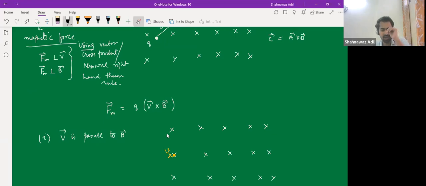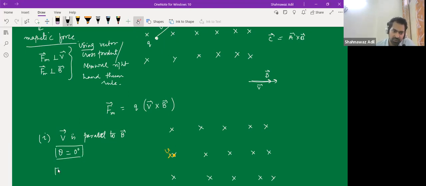If V is parallel to B, what is the angle between V and B? So this is V and this is B. What is the angle between V and B? Yes, 0 degree, right? So theta is 0.